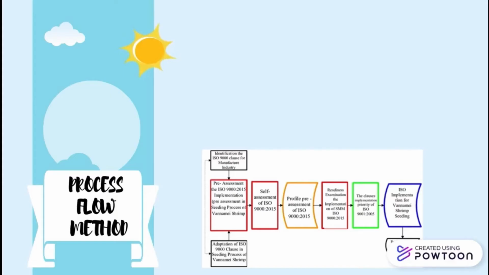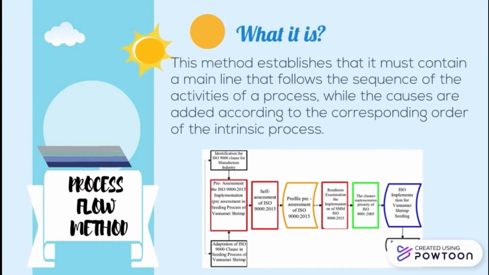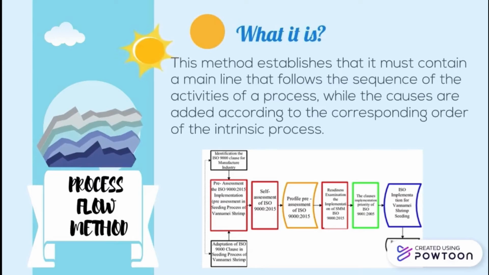The second one is the process flow method. This method establishes that it must contain a main line that follows the sequence of the activities of a process, while the causes are added according to the corresponding order of the intrinsic process.